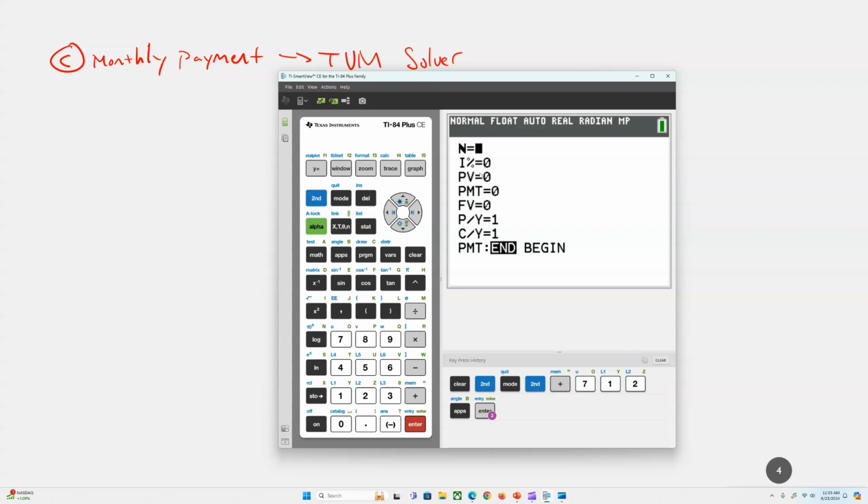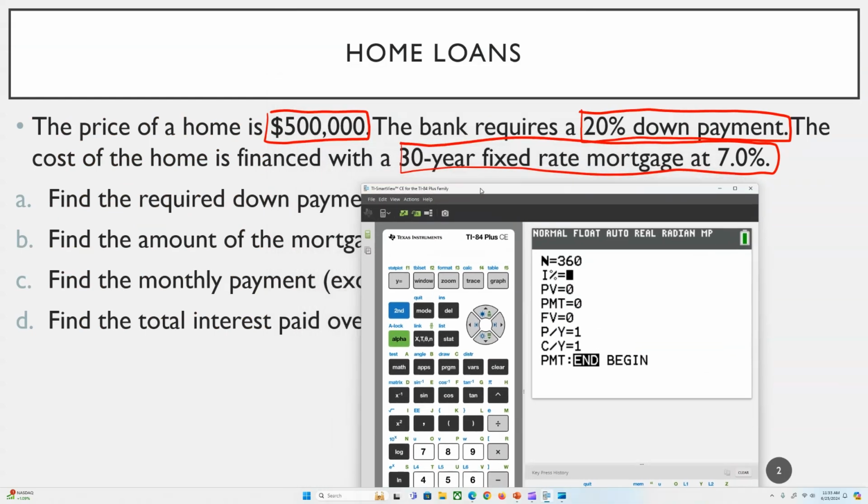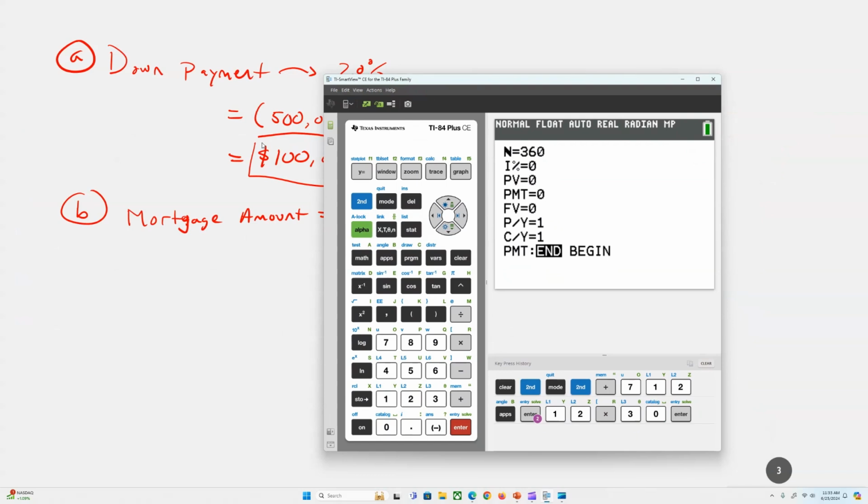All right, and you're going to have to input all these things. So what is N? Well, we're going to make 12 monthly payments for 30 years. So you can just put in 12 times 30, and you'll see that you're going to make 360 payments on your house. What was the interest rate we were getting? Let me go back and show you. If you look at the problem, the 30-year interest rate was 7%.